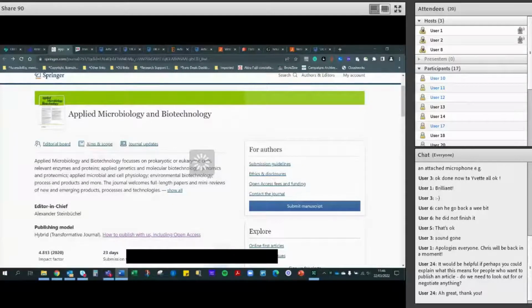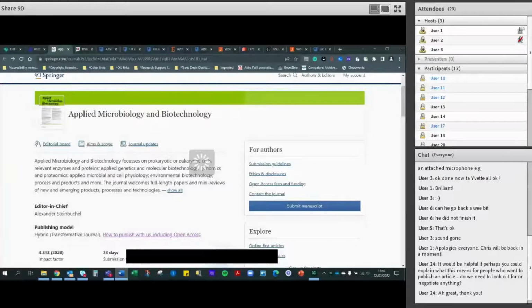So for this first scenario, I'll take you through how you can publish gold open access in a journal using one of our transitional deals. So for this one, I've chosen Applied Microbiology and Biotechnology Journal, which is one of the Springer titles.